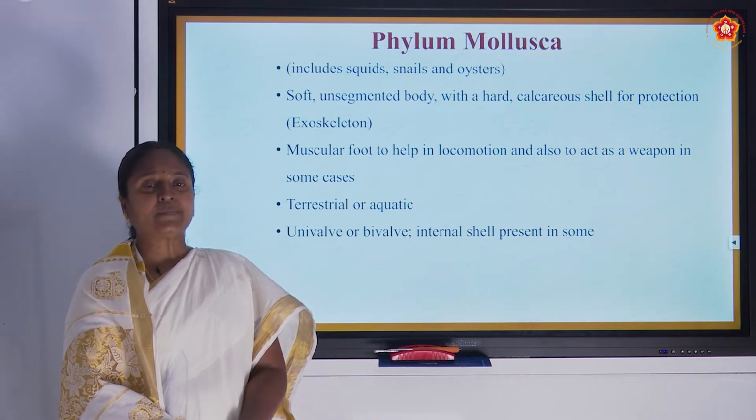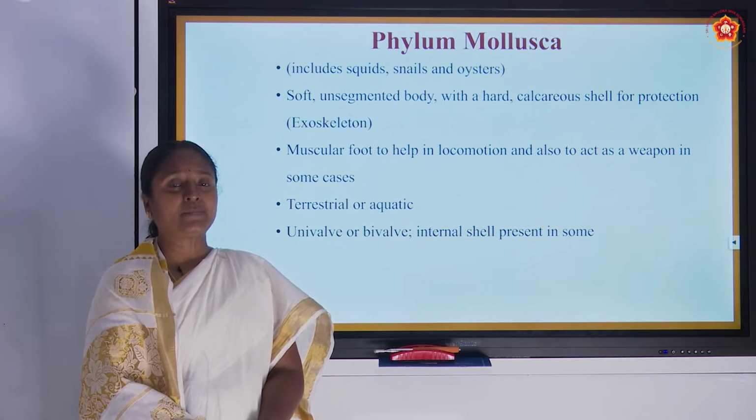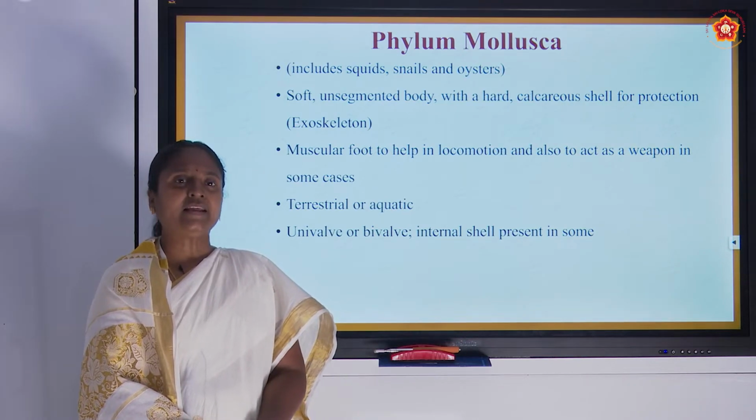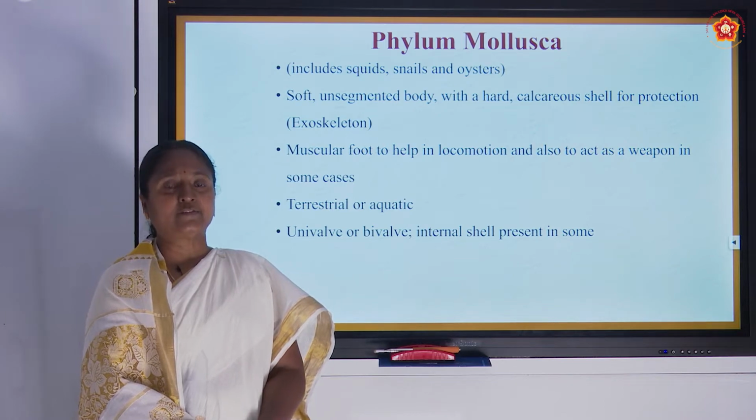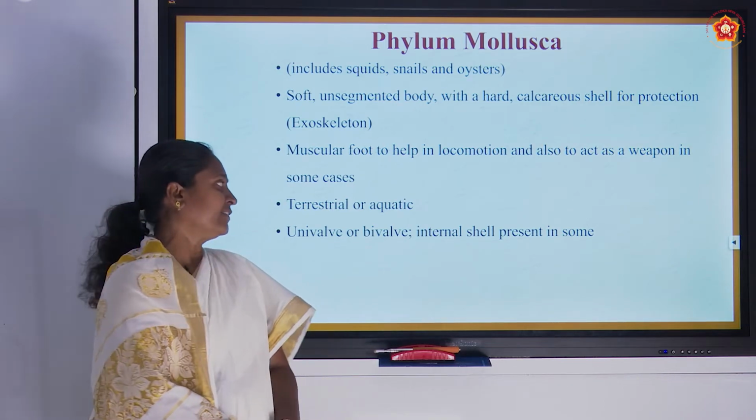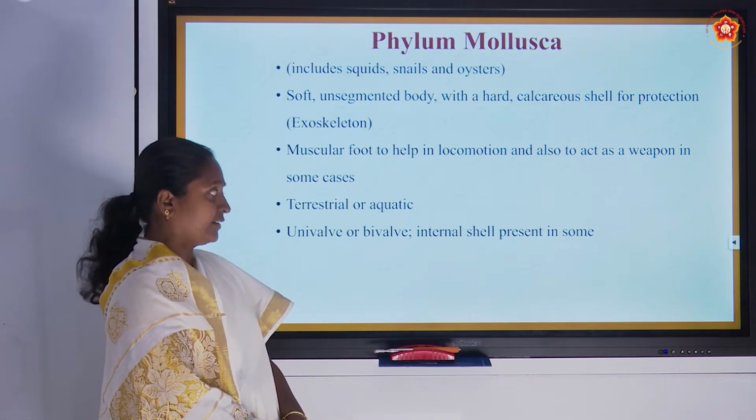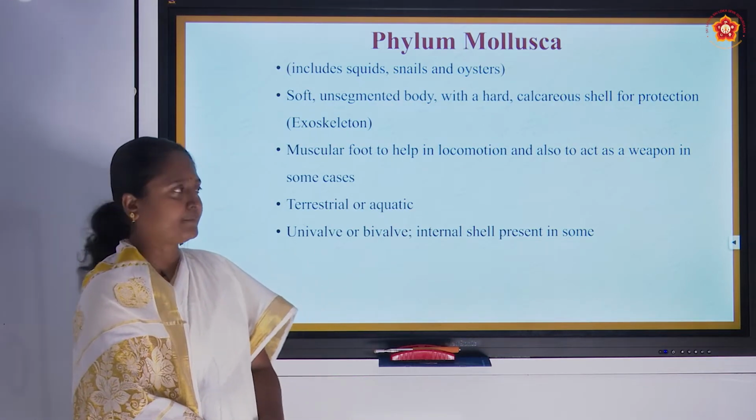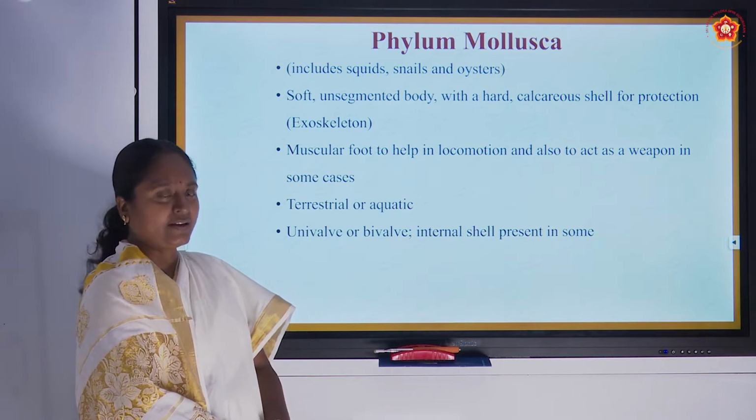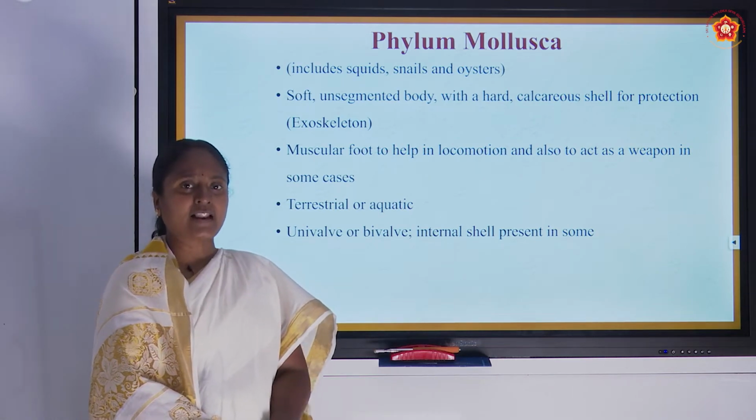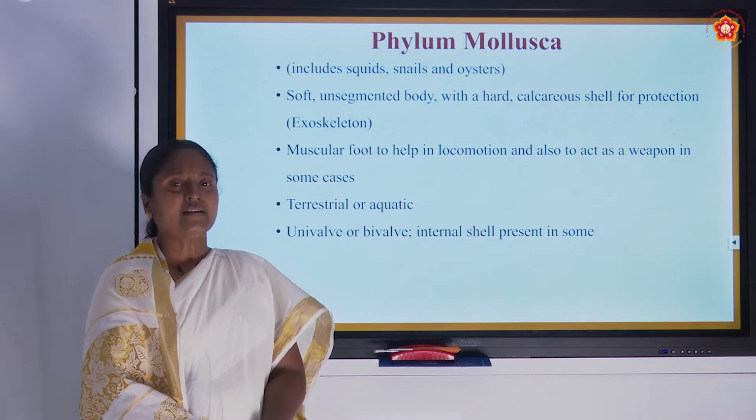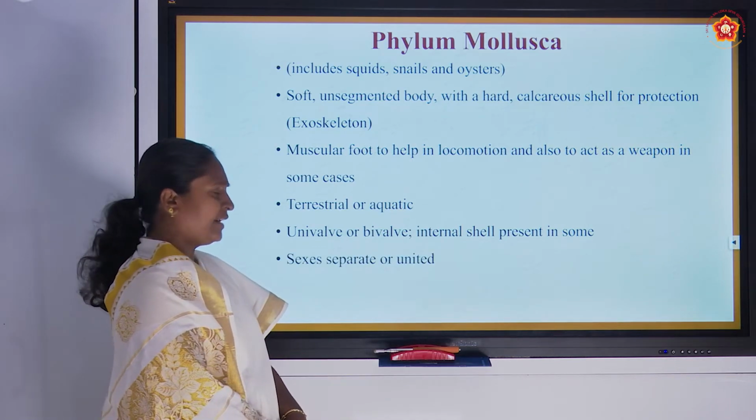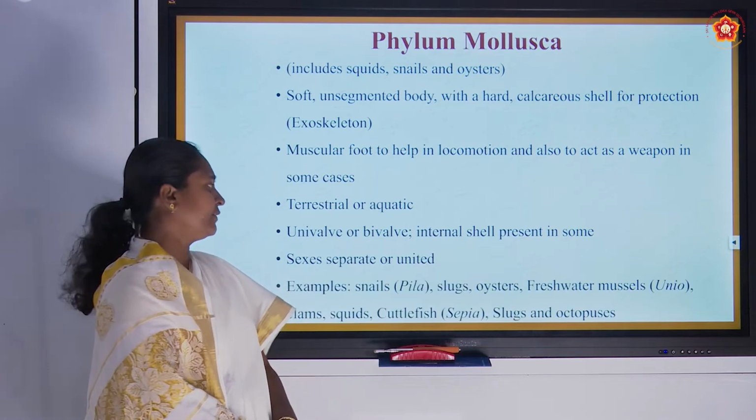Sometimes the skeleton may be present outside, sometimes the skeleton may be present inside, and few organisms may not even have any kind of exoskeleton present. When it is present inside, that is known as internal shell. That is also present in few of the organisms. Say for example, sepia has it, but the organism like slug won't have any skeleton present. The sexes are usually separate or sometimes we can see it is united.